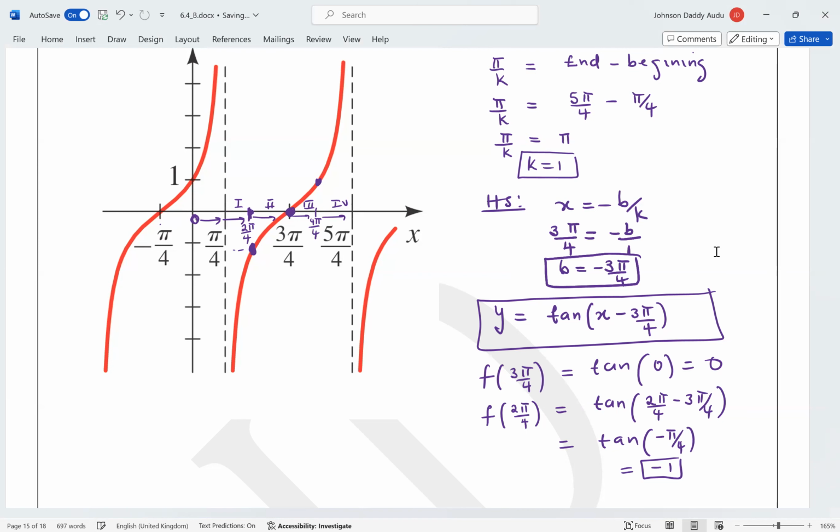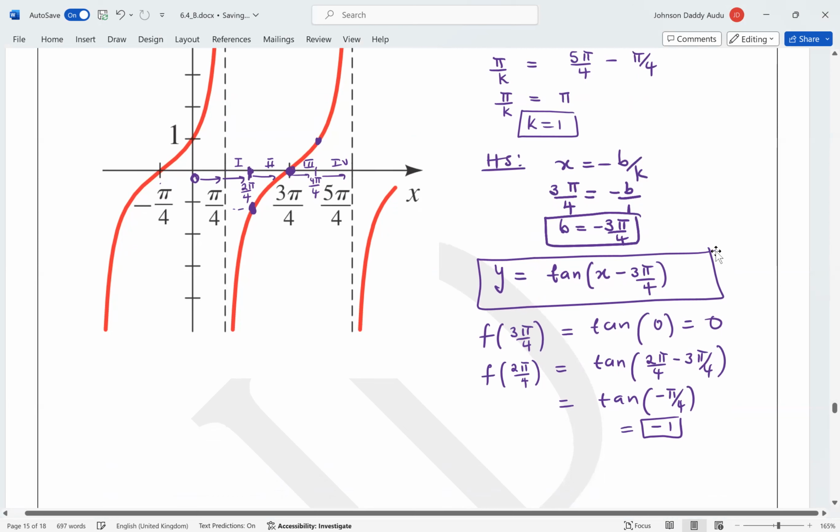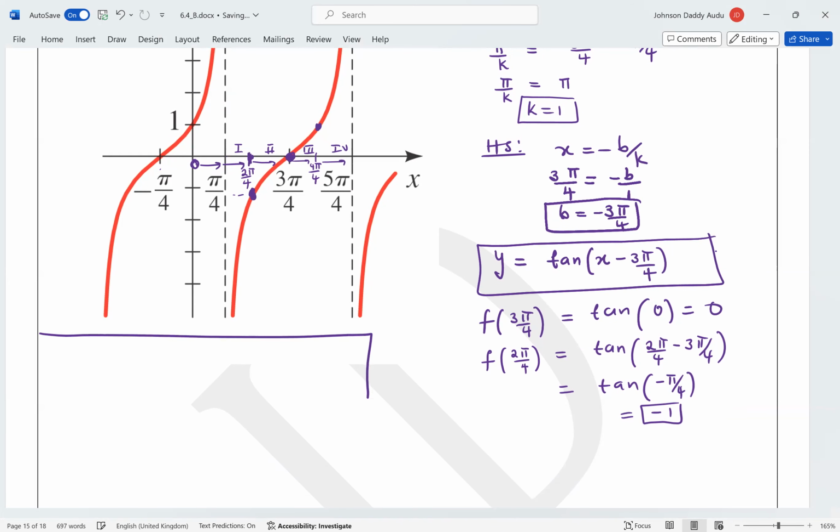You can also decide to consider it as a graph of cotan. So you can convert this to cotan, or if you want to consider it as a graph of cotan, let me show us another one that will work here. This is important. Here is 2 pi over 4, and here is 4 pi over 4.